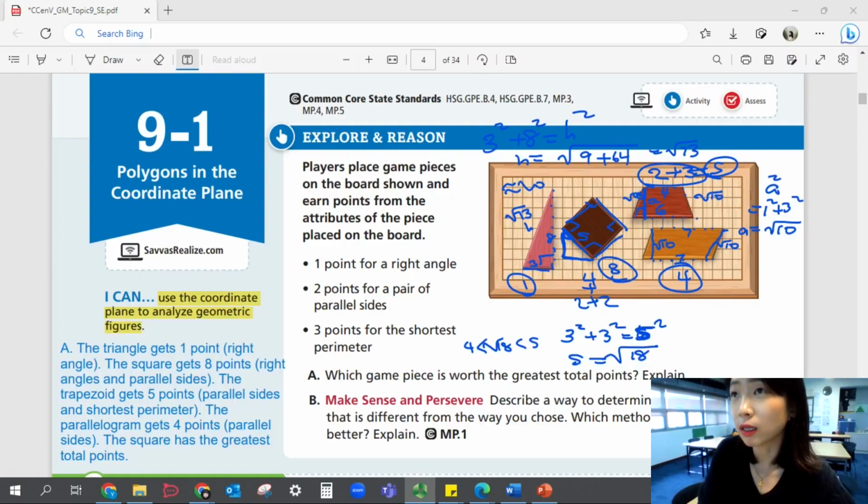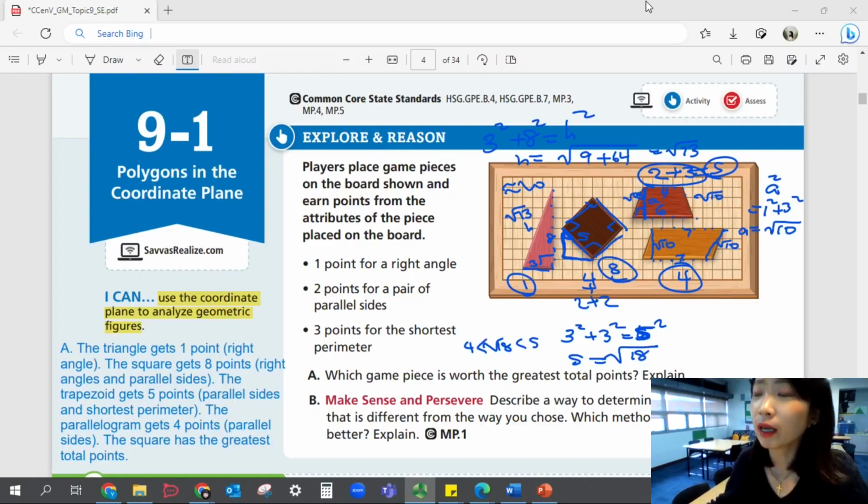Okay, I wrote it down on the side, on the left side here. The triangle gets 1 point from the right angle. The square gets 8 points by having right angles and parallel sides. The trapezoid gets 5 points by the parallel sides and the shortest perimeter. The parallelogram gets 4 points by getting parallel sides. And the square has the greatest total points because of that. Okay, let's look at part B.